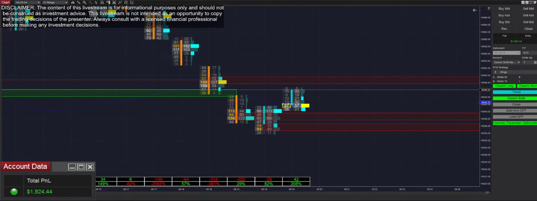Watching entropy very, very closely here, we did get a divergence at 818, and we don't have that on 819, but if we bounce off of this red resistance level here, we are absolutely going to be switching it into regression.